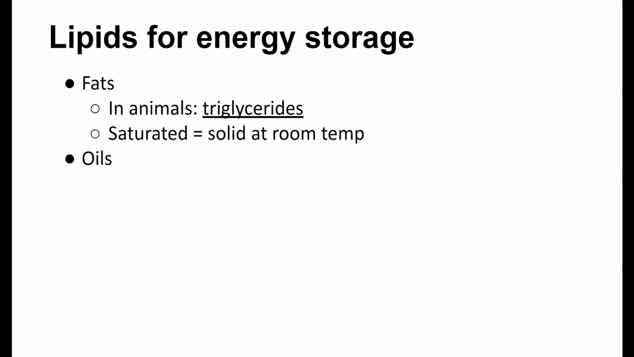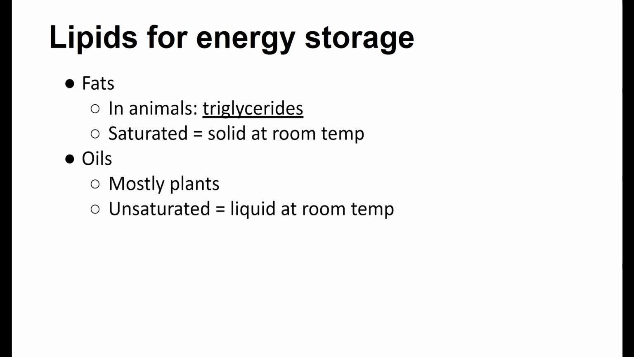Then the other type of energy storage lipid is oils. These are a little bit more common in plants, and these usually have what we call unsaturated chains, which means that they're bendy and kinky, which means they can't stack nicely. Think of it like if you crumple up a piece of paper, it doesn't stack up very nicely anymore. So because they don't stack nicely, they're usually liquid at room temperature.